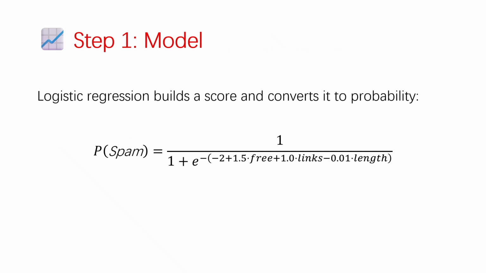The goal is simple. We want to classify emails into two categories. This is where logistic regression comes in. It draws a line called the decision boundary to divide the space into two regions. On one side, not spam. On the other side, spam. So now, when a new email arrives, we simply check which side of the line it falls on. But logistic regression doesn't just give a yes or no answer. Instead, it thinks in probabilities.